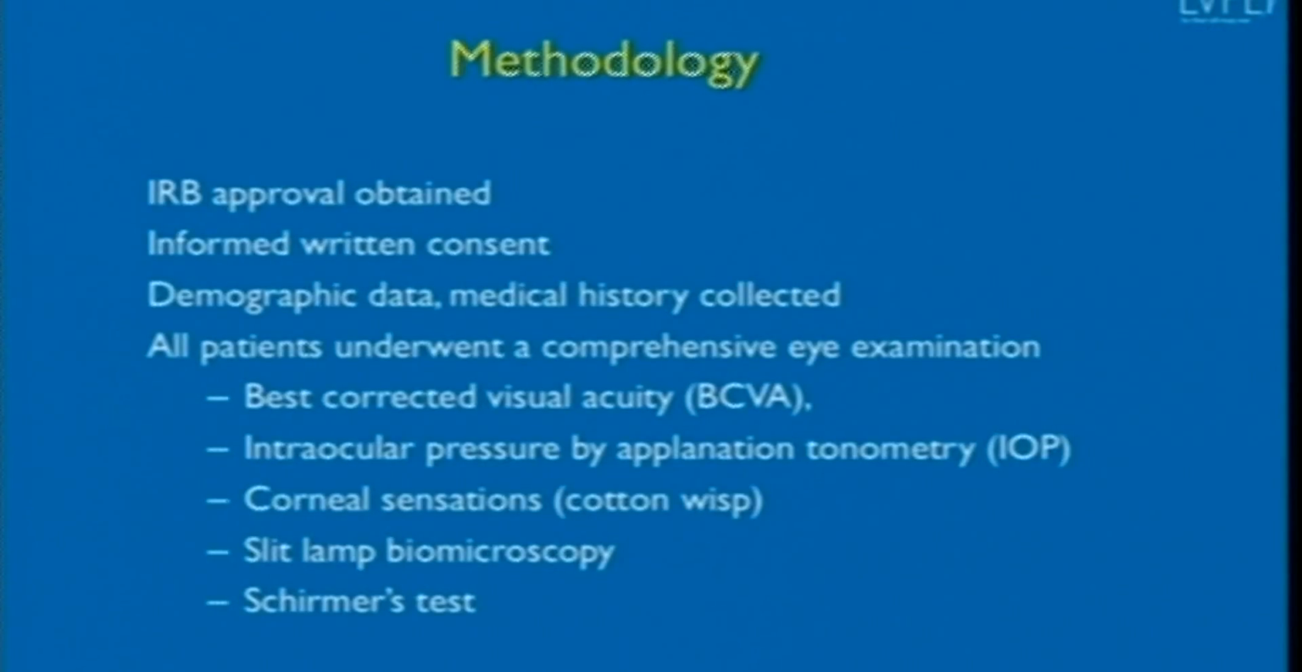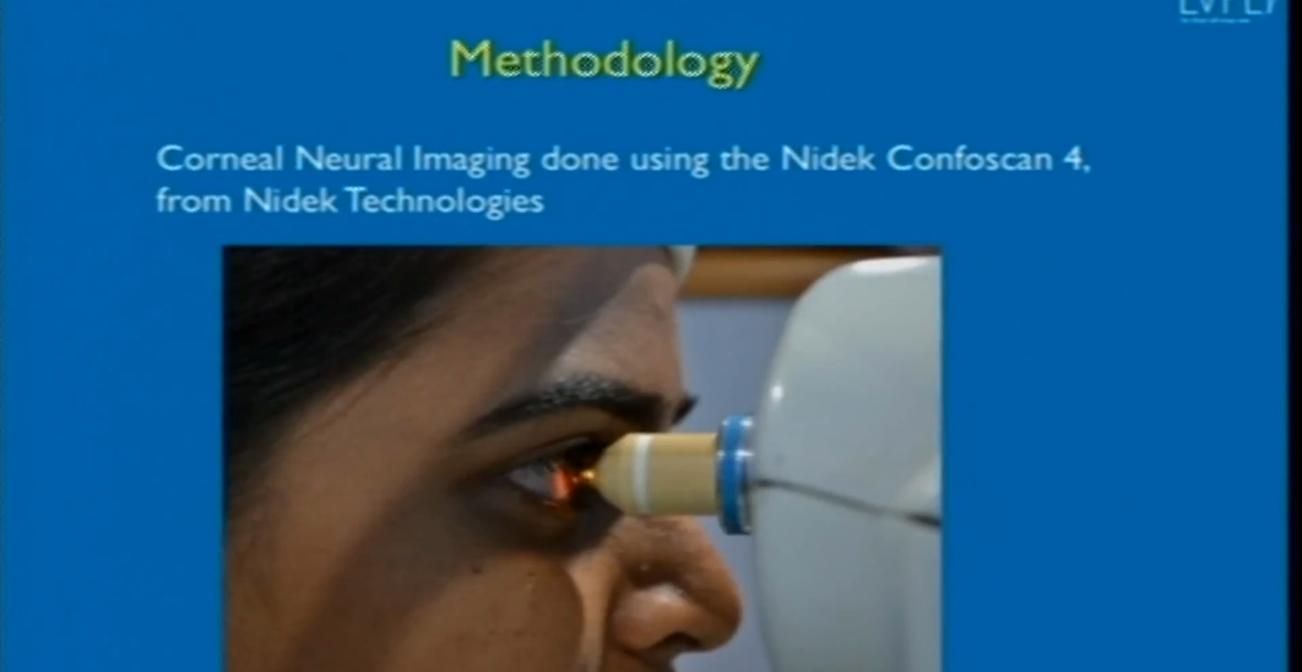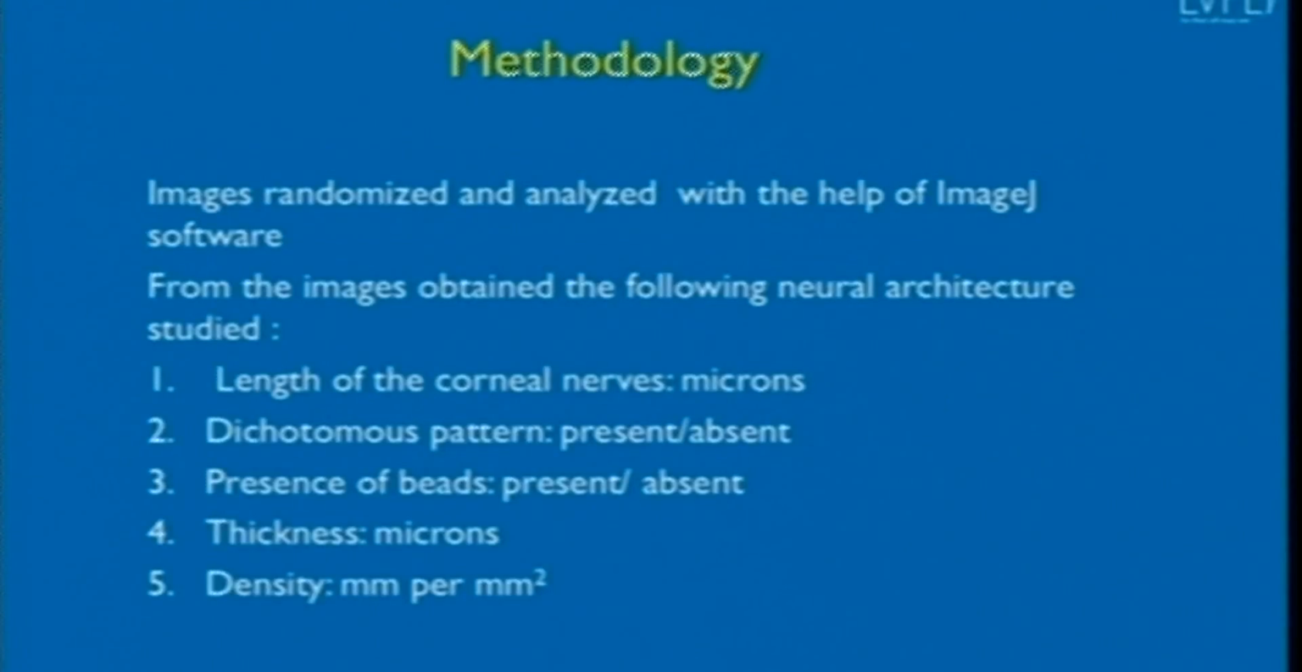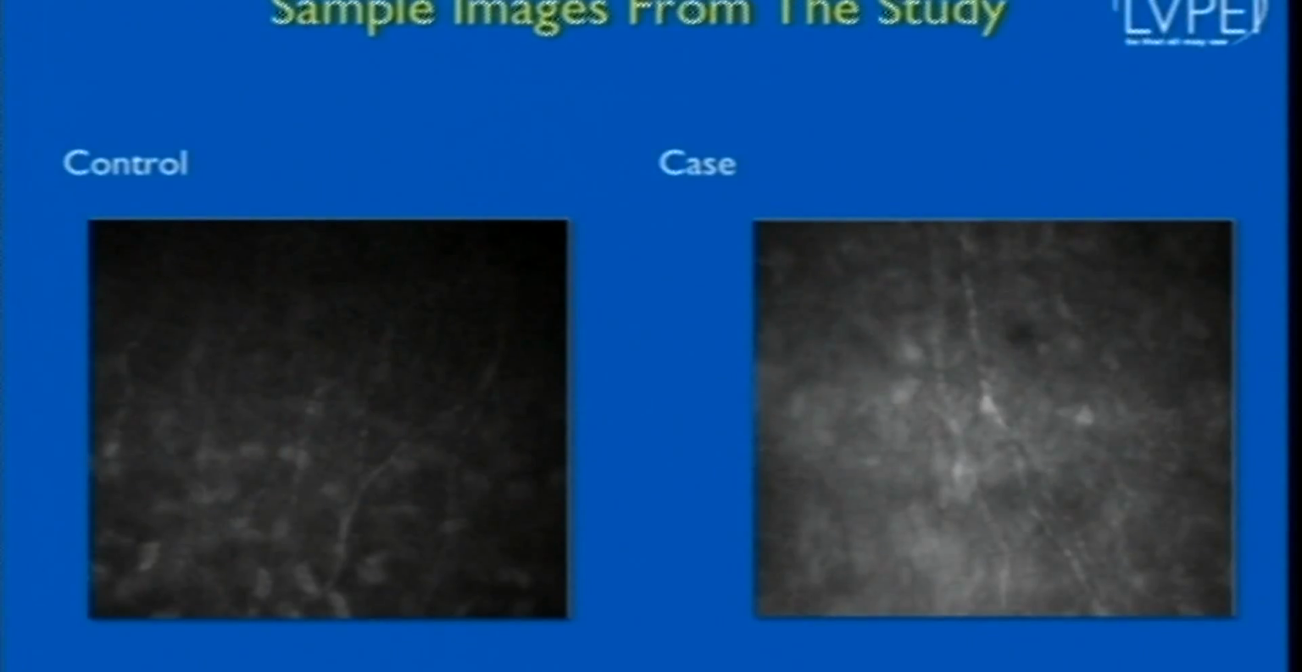IRB approval was obtained and informed written consent taken. All patients underwent a comprehensive eye examination. Corneal neural imaging was done using the NIDEK Confoscan 4. Of these images, 3 to 5 of the best images were randomized and analyzed. The architecture that was studied included the length and thickness of the corneal nerves, the dichotomous pattern, presence of beads, and the density of the nerves. These are sample images of a case and a control.